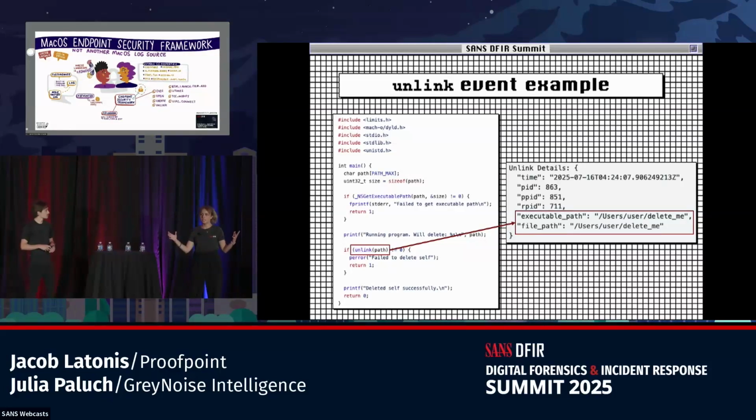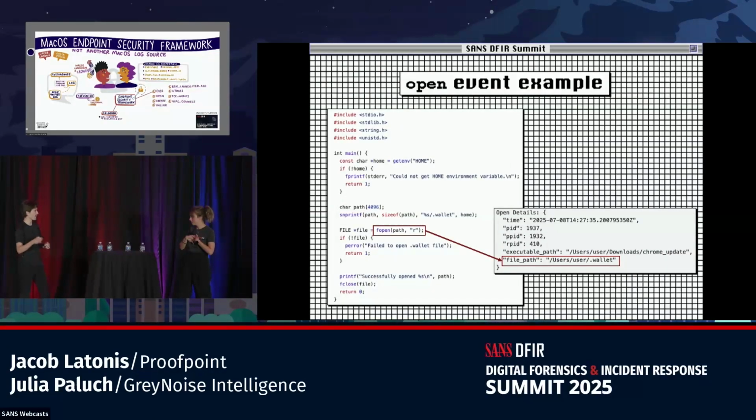So essentially what it's doing is it's deleting itself from disk, but that process remains in memory. The way that would show up in our parser output is you have the executable path that's responsible for that action, so it's this delete me program. And then you have the file path that's the subject of the action, so it's the file being deleted. In this case, you'll find that they're the same path.